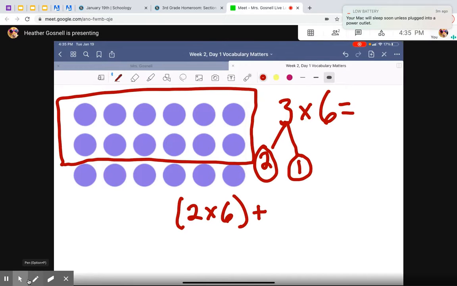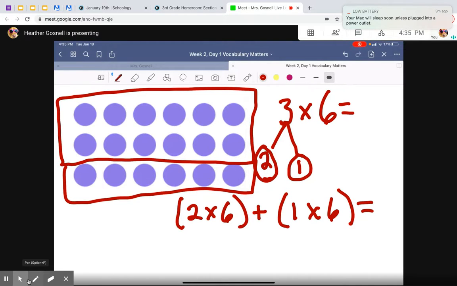I'm going to add that addition sign there to remind me that at the end, I need to make sure I am adding my answers to these 2 smaller equations back together to get the total amount. So, all right, I used 2. Now I'm going to use 1 here. This bottom part of the array is 1 times 6.